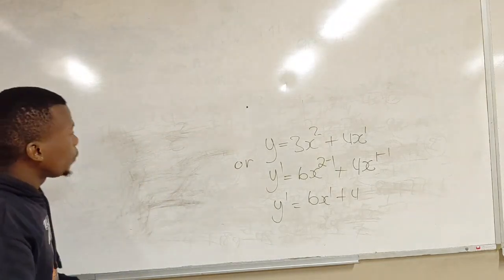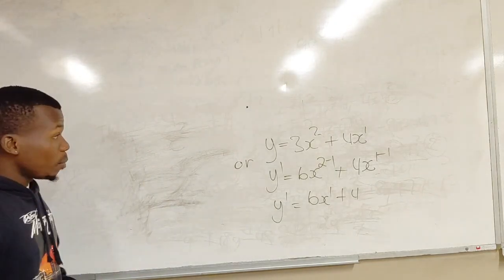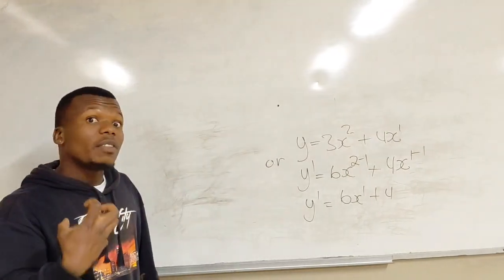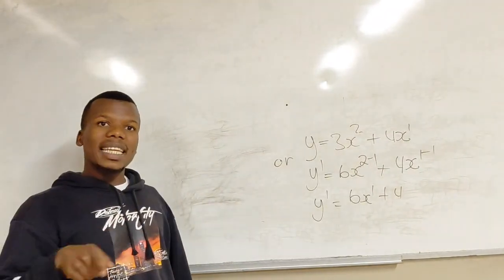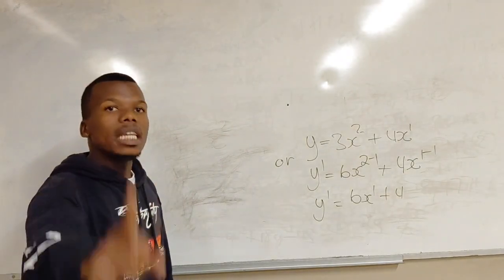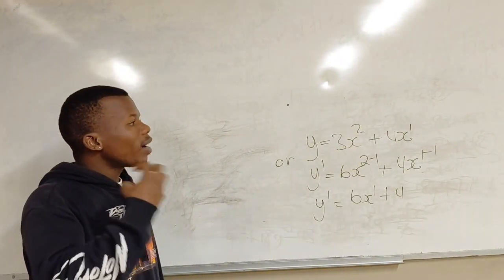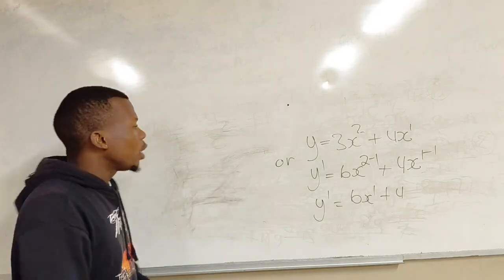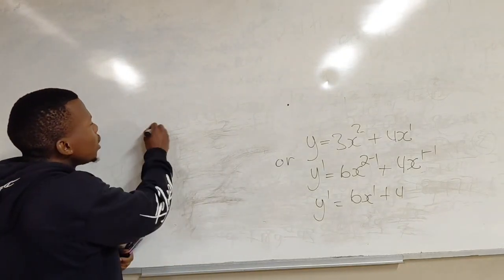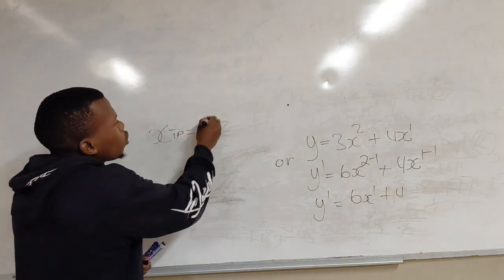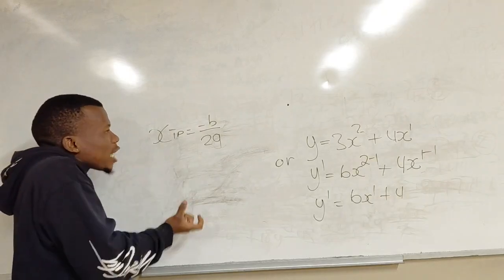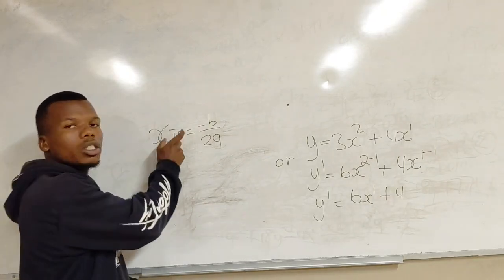Say, my friend, remember something. The importance of deriving or differentiating is to find the coordinates of the turning point. If you want to find the coordinates of the turning point, you can use the usual way that you are used to, which is x_tp is equal to minus b over 2a. You get the x coordinate of your turning point.